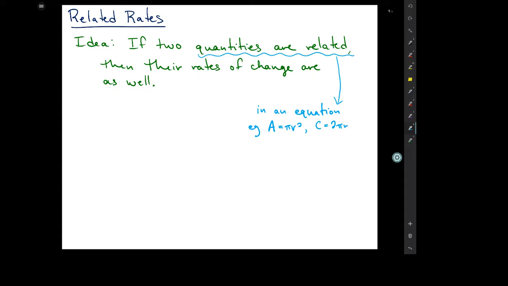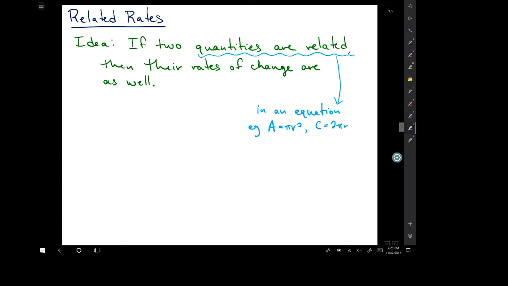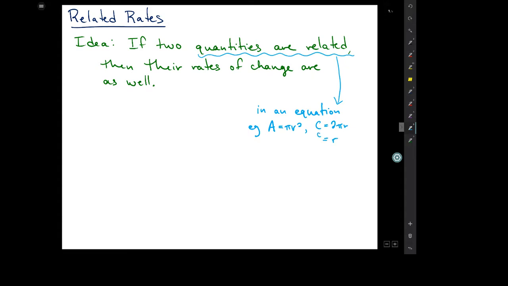Now, we can combine these relationships if we want to relate other quantities. So for example, if we take c equals 2 pi r and we solve for r, then we know that r is c over 2 pi. And if we insert that into our area formula, we get the area is pi times c over 2 pi squared. And so if the area and the radius and the circumference are related, then area and circumference are related as well.